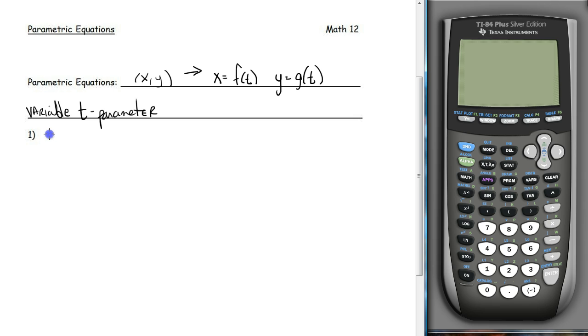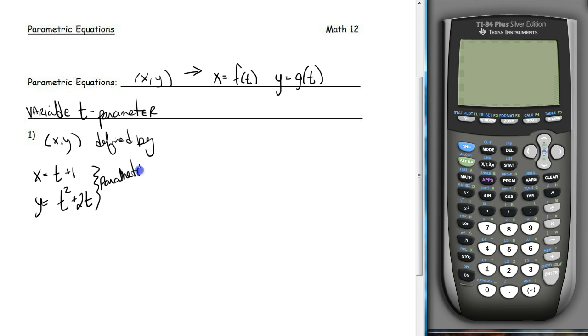So let's take a look at an example. Number one, I have an example. (x, y) is defined by x is t plus 1, so that's the function, and y is the function t squared plus 2t. These are called the parametric equations. All right, so let's go through. t is the parameter. Equations with t's in them are called parametric equations. Notice there's two of them.